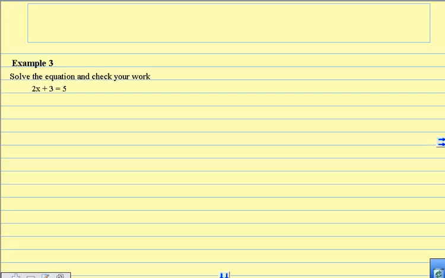Okay, welcome back. We're now looking at example 3 in our solving one and two step equations. Now looking at this one, it's a little different. In the previous two examples, we were only dealing with one step. We only had to do one thing to balance the equation and solve for what x was.